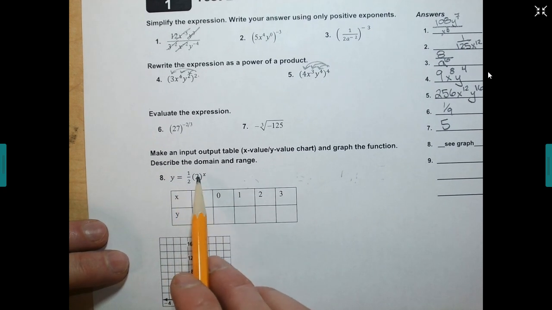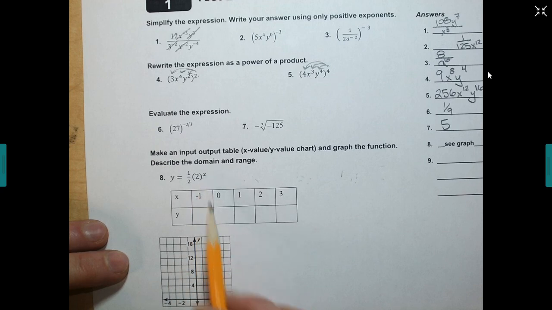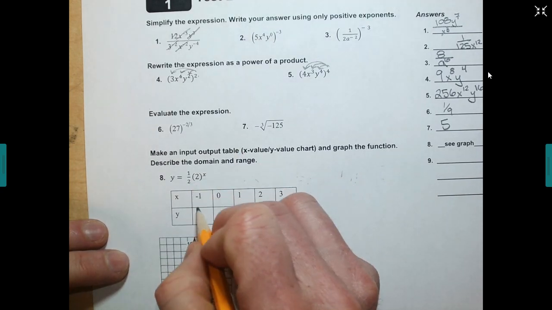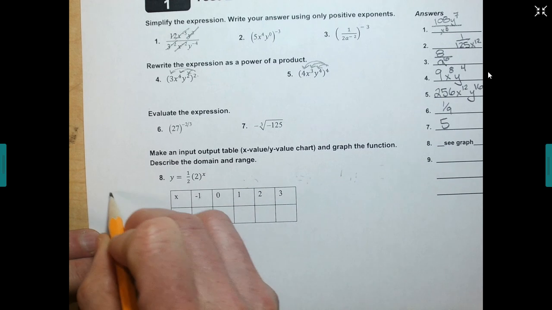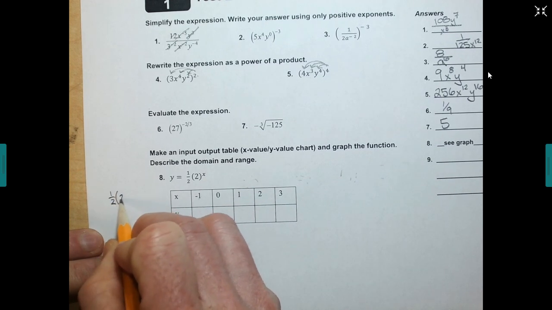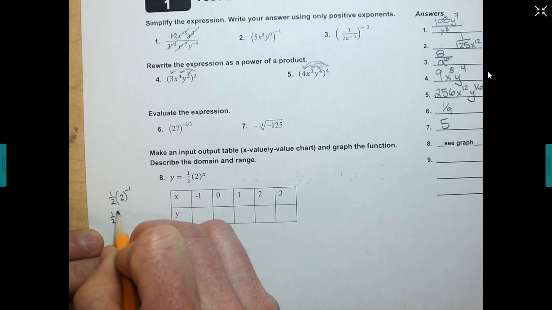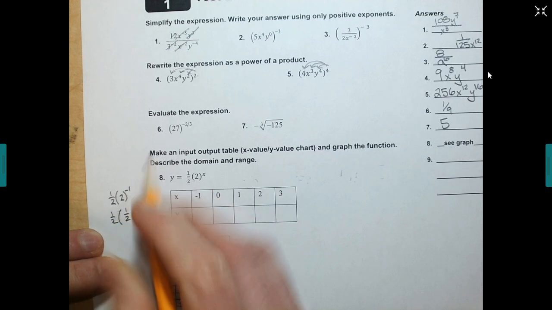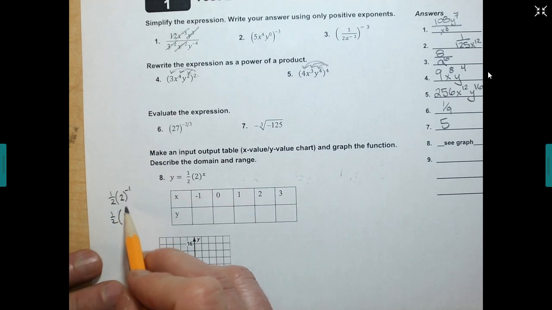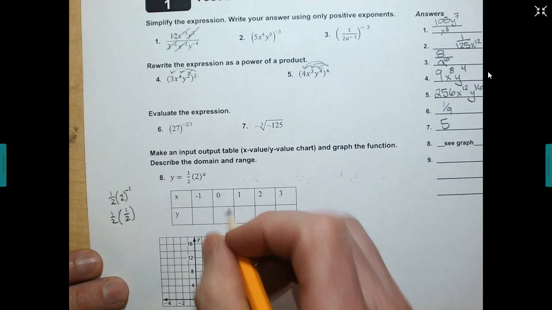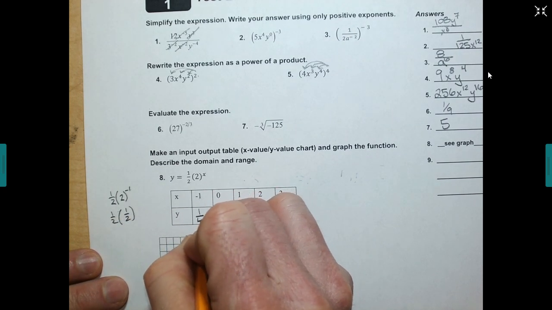All right, so 1/2, 2, so I have -1. What if I put -1 right here, it'd be 1/2 times 2 to the -1. So it'd be 1/2 times 1 over 2, right? Because -1, I have to flip this. So 1/2 times 1/2, that'd be 1/4.